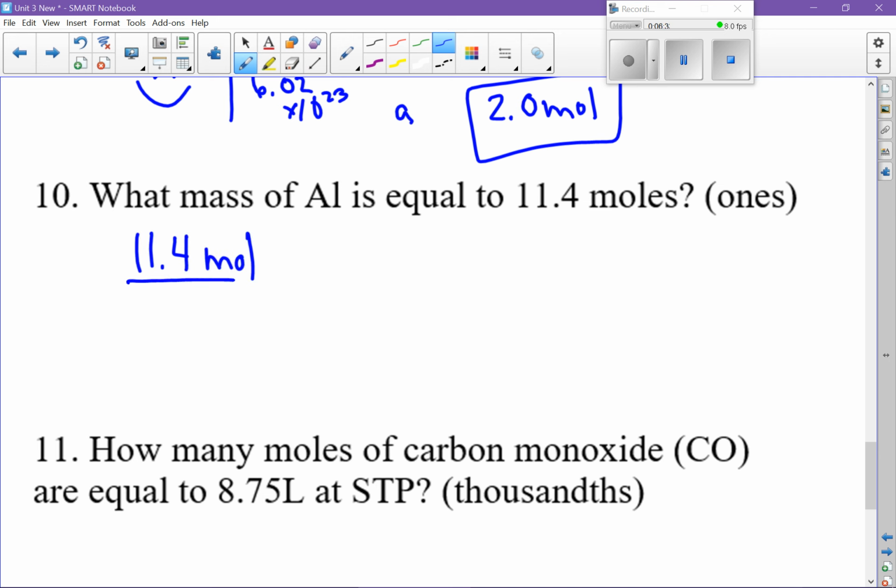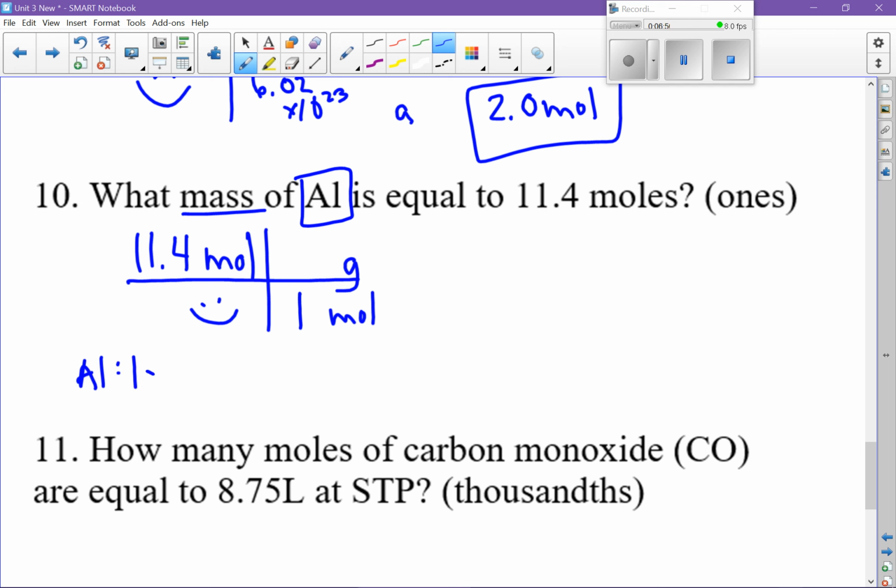Start with 11.4 moles. Moles up, moles down. It says what mass. Mass means grams. So then I look for the numbers. Moles gets a 1. Grams means I need the molar mass. So here's my chemical, Al. So I need to look at the periodic table. There's one of them. The mass is 27, so the molar mass of aluminum is 27 grams per mole.